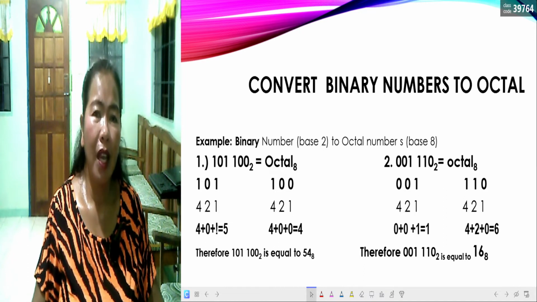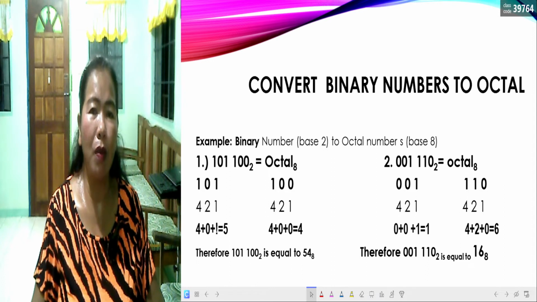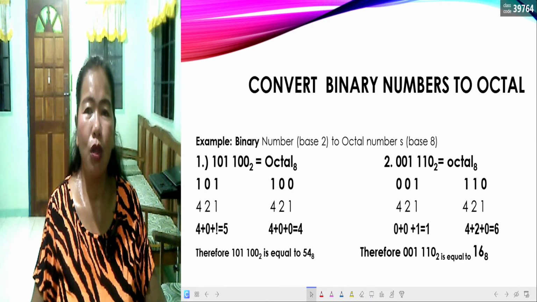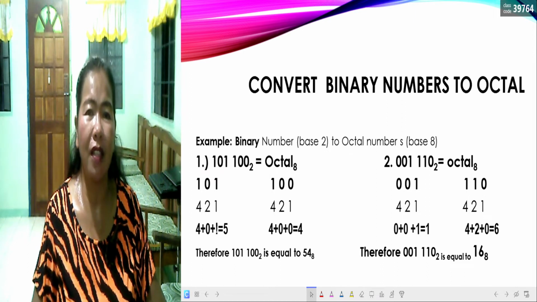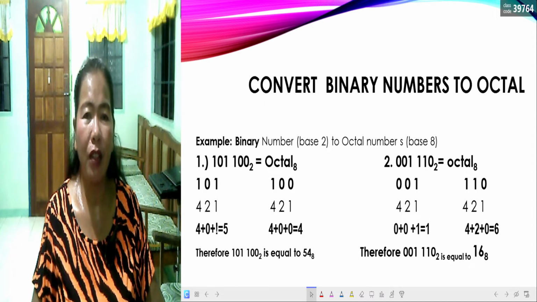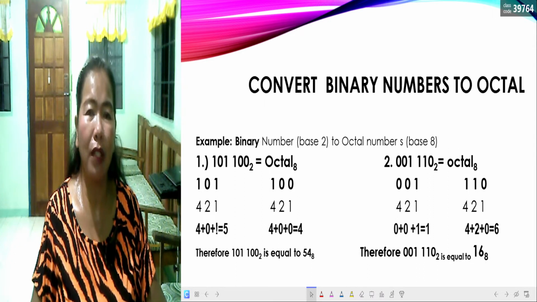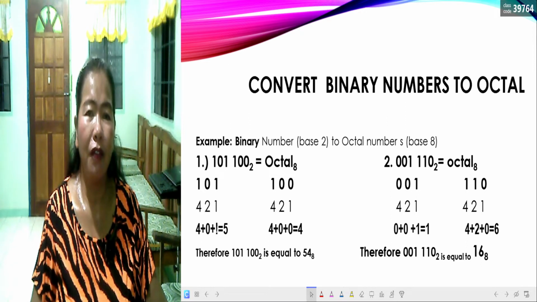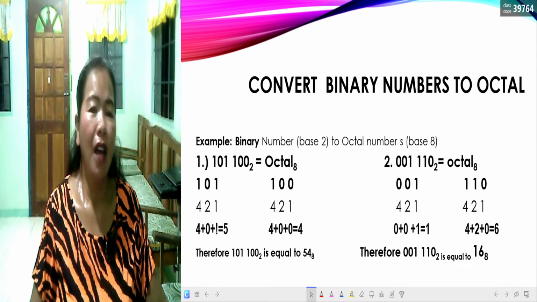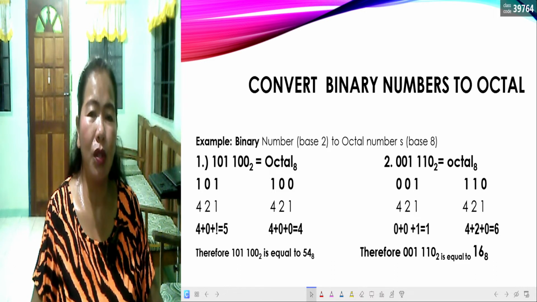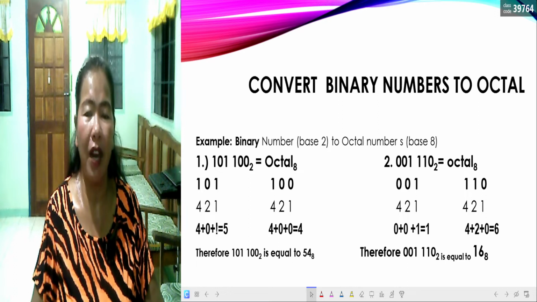So next is 001,110 in binary to be converted to an octal number. Again, the first 3 digits of the binary equivalent is 001. So you have again to write the multiplier equivalence, which is 124. 0 times 4 is 0, 0 times 2 is 0, 1 times 1 is 1. Then add them up, that results to 1.